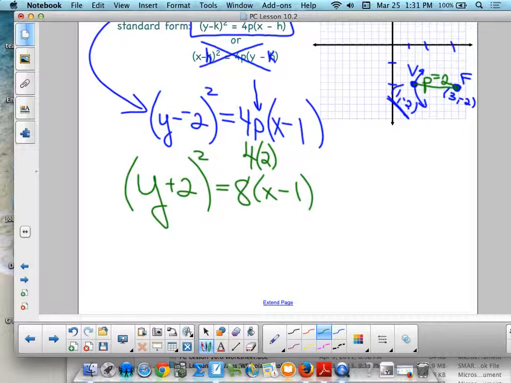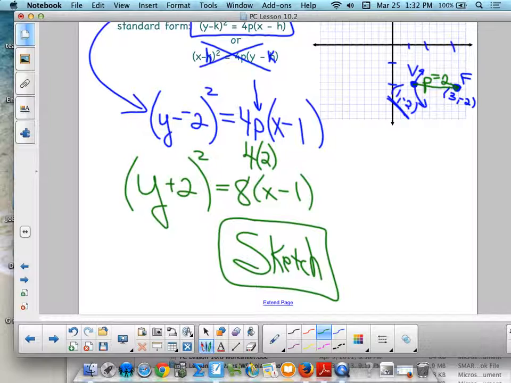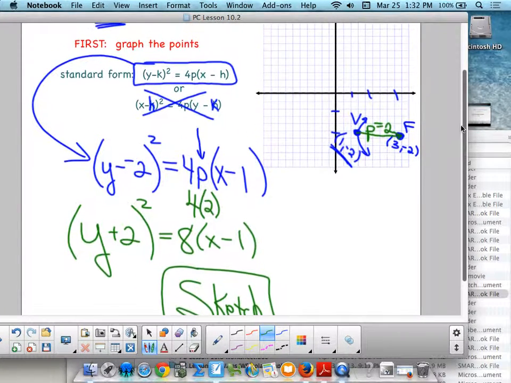Did they tell me to sketch it? Look up there. I can't see. No? Okay. They didn't tell you to sketch it. So, guess what? We're going to sketch it. I want to sketch it. I know what you're saying. You're saying, I don't want to sketch it. But we're going to anyways. So, how do I sketch it?